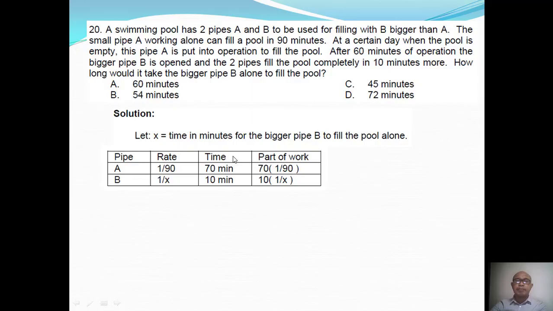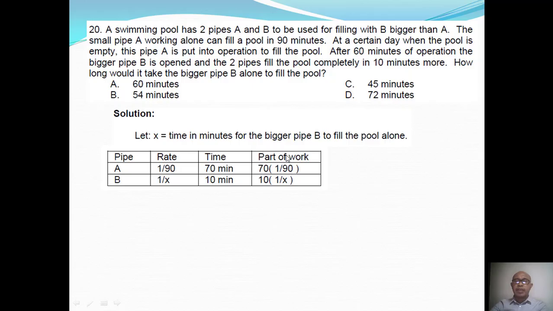Then the time in working. Pipe A worked for 70 minutes, so that is 60 minutes filling alone, and then another 10 minutes together with pipe B. So the total time for A filling the pool is 70 minutes, while B has filled the pool only in 10 minutes.